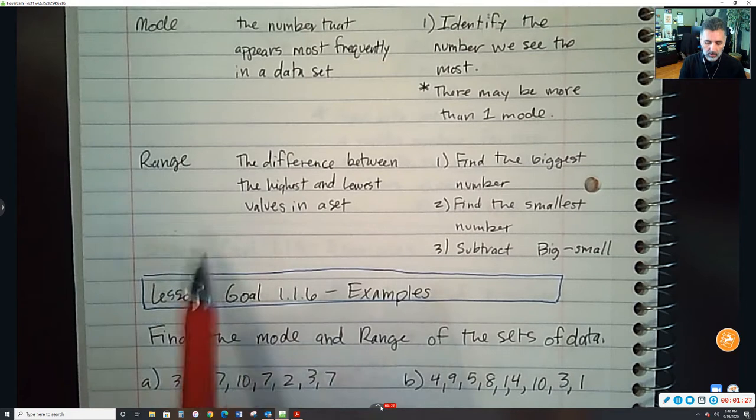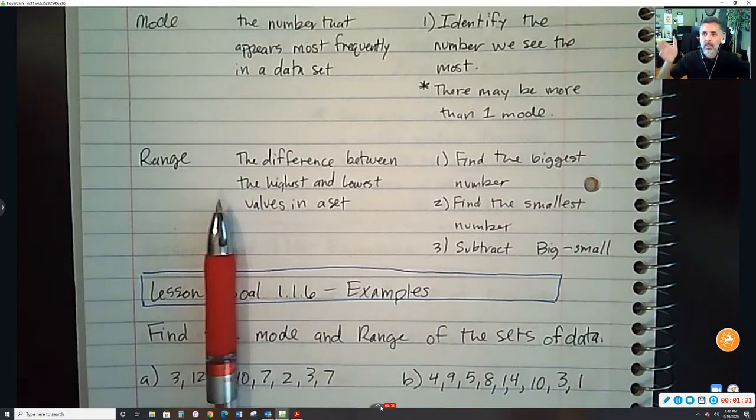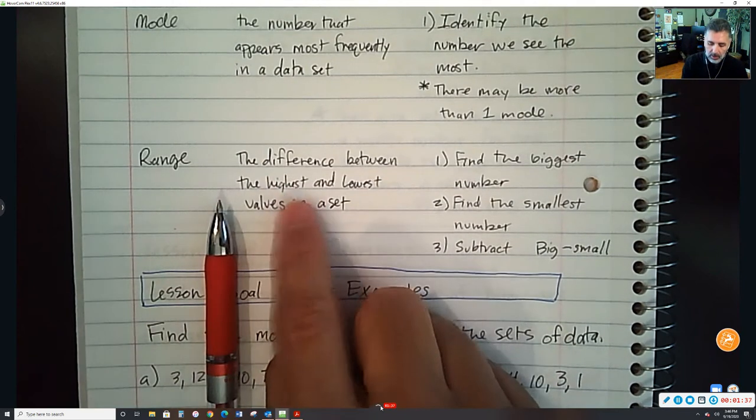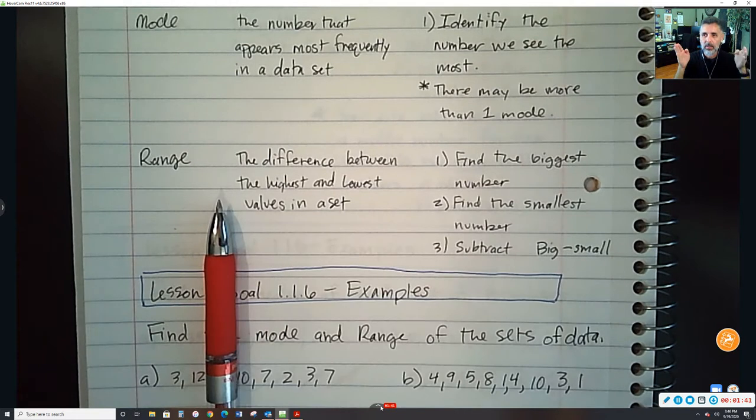So here, the next one is the range. The range is basically how far apart the numbers are, okay? It's the difference between the highest and the lowest values in the set. So if you want to figure out the range of a set, again, that's how far apart the numbers are.